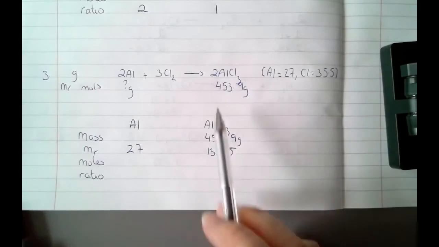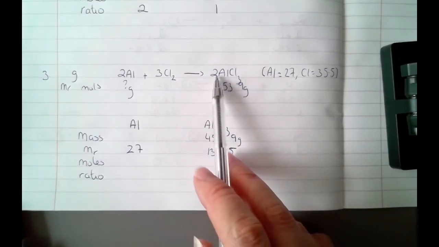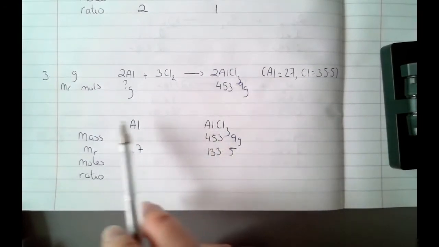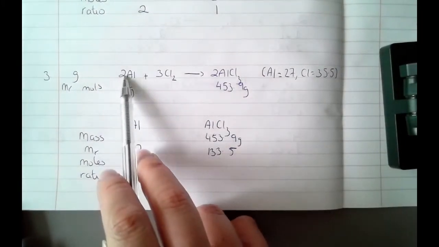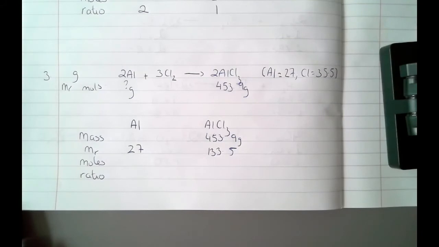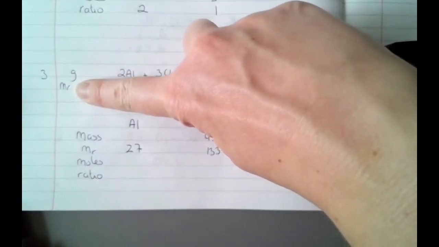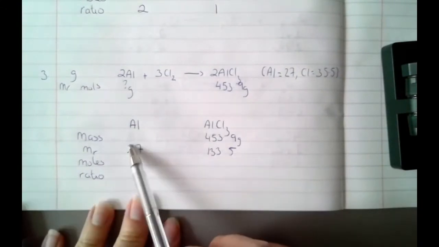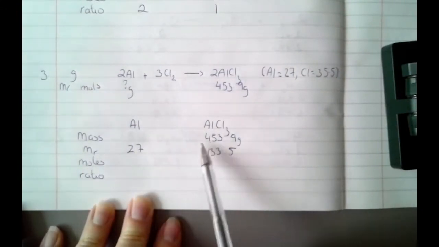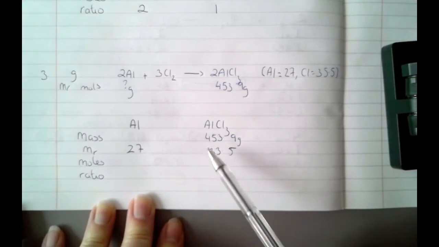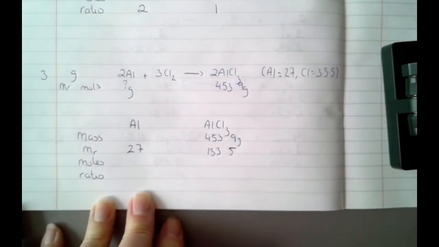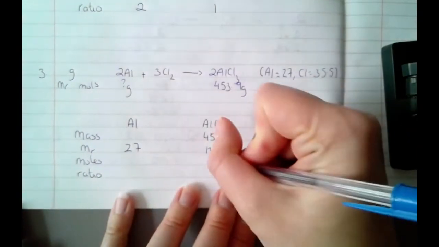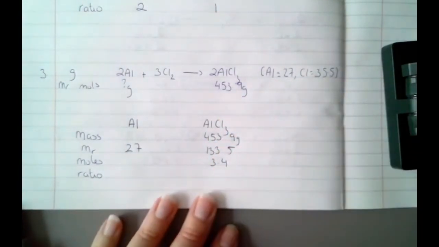Again, I'm not using those big numbers calculating formula mass. That's why I'm not writing them here. I do not multiply 27 by 2. You don't use the big numbers for formula mass. And now I'm going to start trying to find moles. So moles equals mass divided by formula mass. I can't do that for aluminium because I don't have mass, but I can do it for aluminium chloride. So it's going to be 453.9 divided by 133.5, and I end up with 3.4.